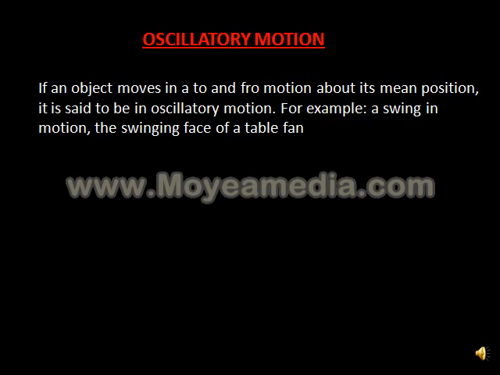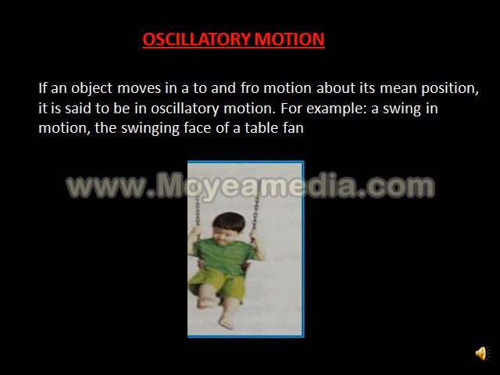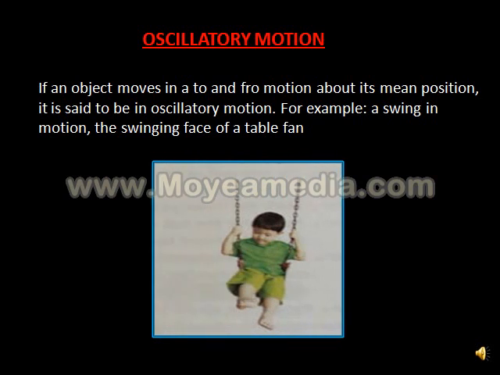Oscillatory motion is the next type of motion. What is oscillatory motion? If an object moves in a to and fro motion about its mean position, then it is said to be in oscillatory motion. Now, what do you mean by to and fro motion? To and fro motion means left to right motion, going left, then to right, then left, then right, or forward, backward. This sideways motion is known as to and fro motion.